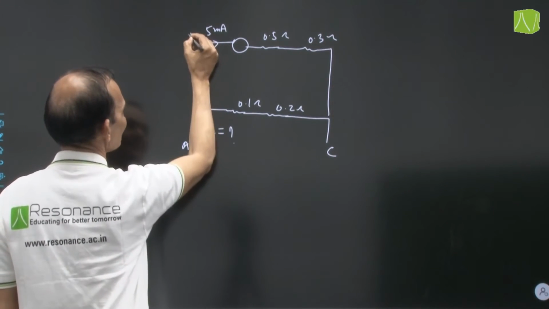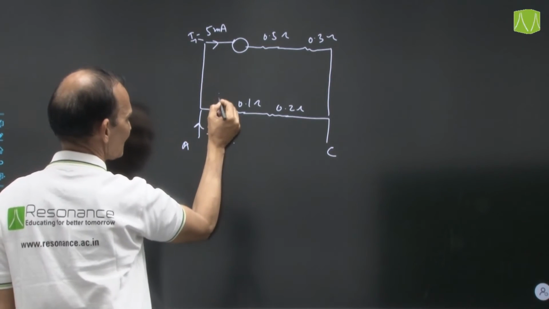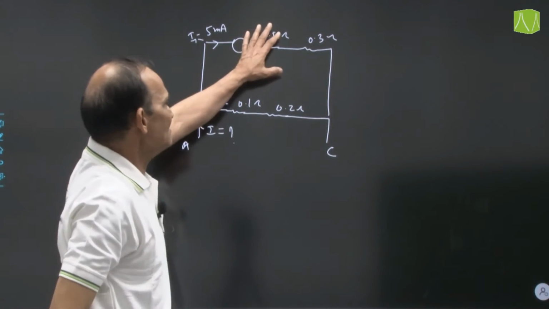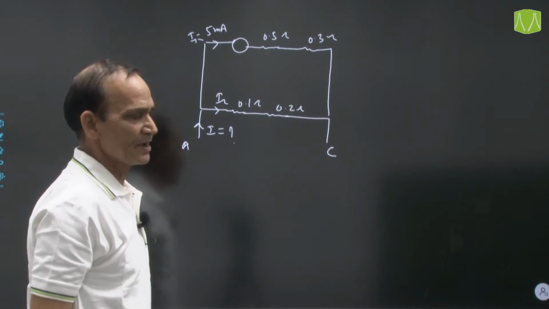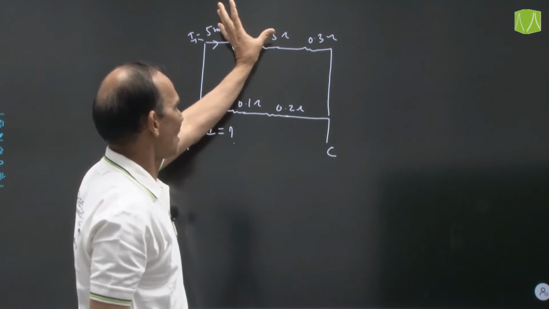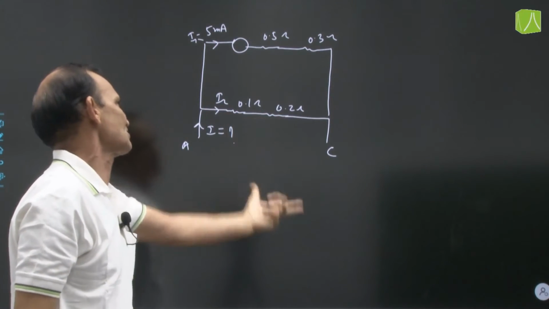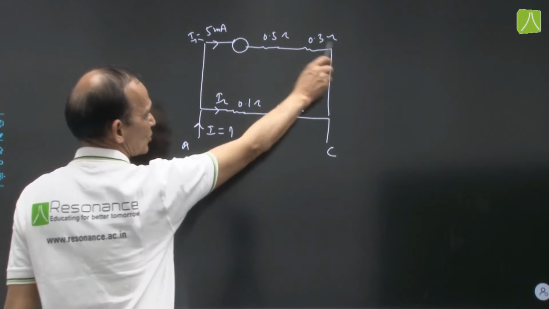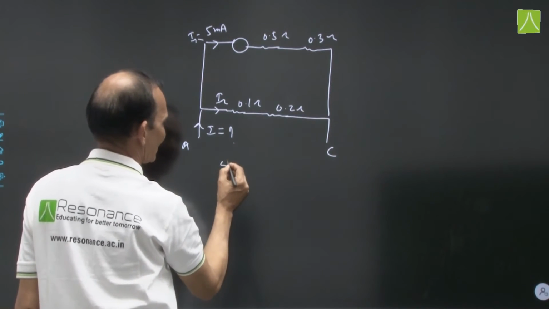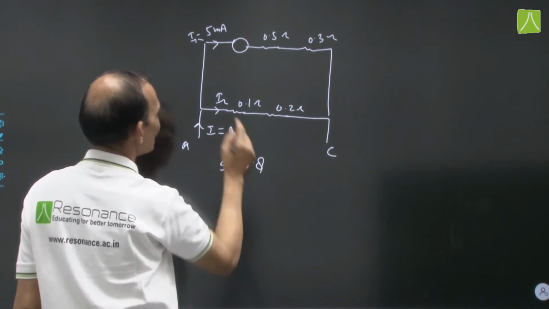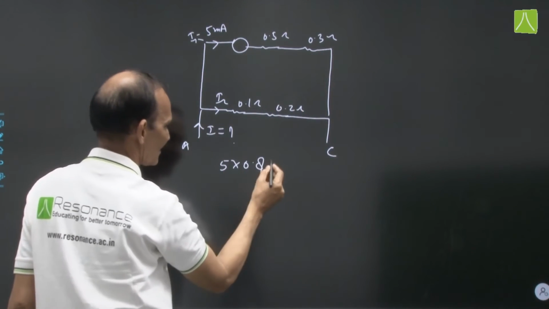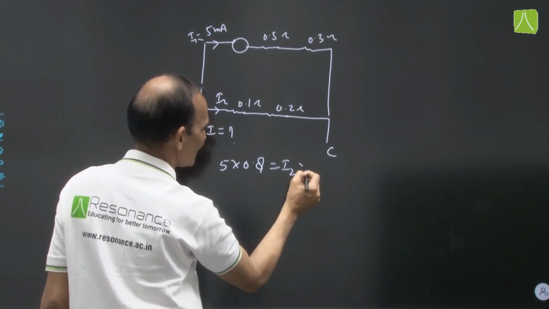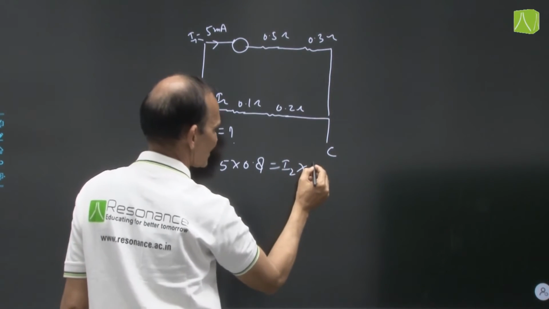Here is I1, it is I2. This line and this line are in parallel. It means the potential difference across the upper line and the potential difference across this line must be equal. Potential difference means current into total resistance. So we can write 5 into 0.8 equals I2 into this resistance, which is 0.3.